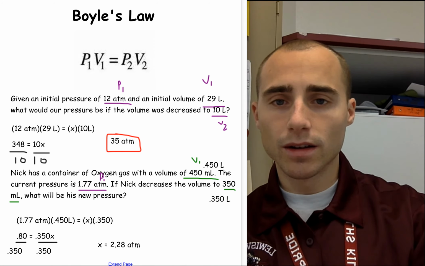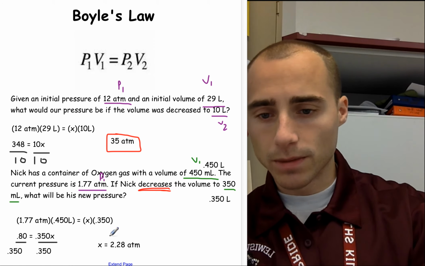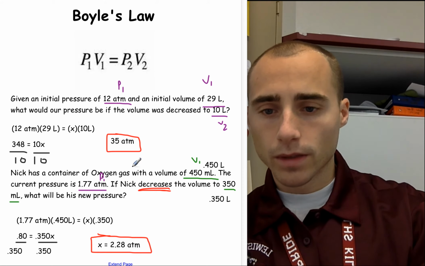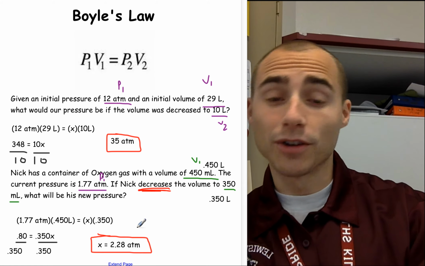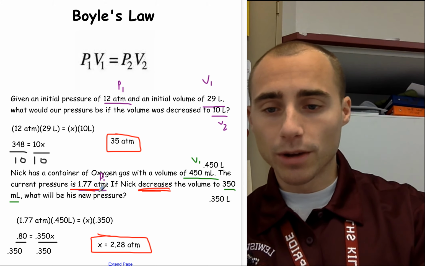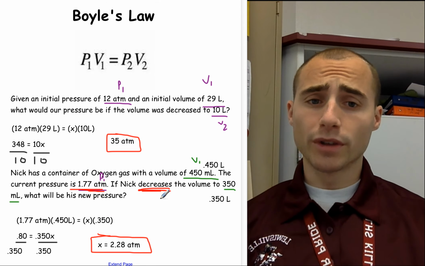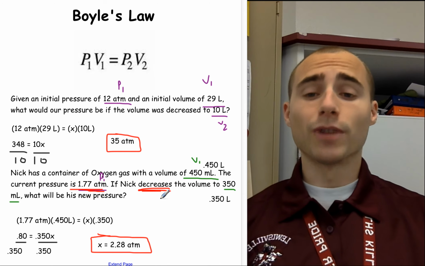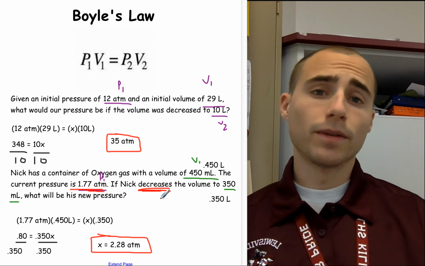So you can see here, again, if you decrease the volume, it's going to increase the pressure because it's an inverse relationship. So the pressure increases from 1.77 to 2.28 because the volume decreases. That is Boyle's Law, a basic introduction. The relationship between pressure and volume is an indirect relationship. One increases, the other decreases. There we go, Boyle's Law. Farewell.